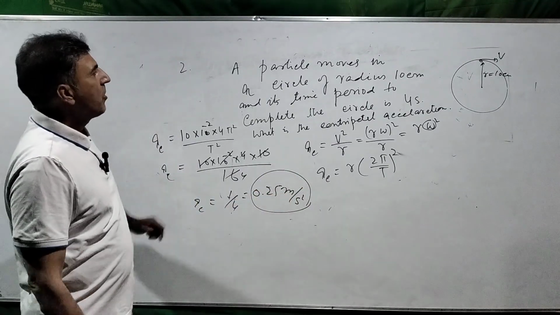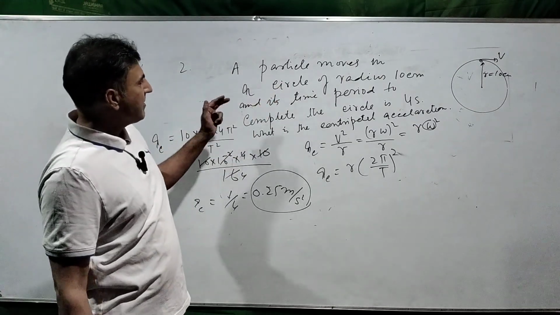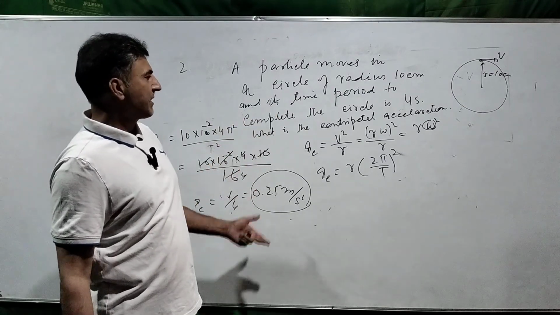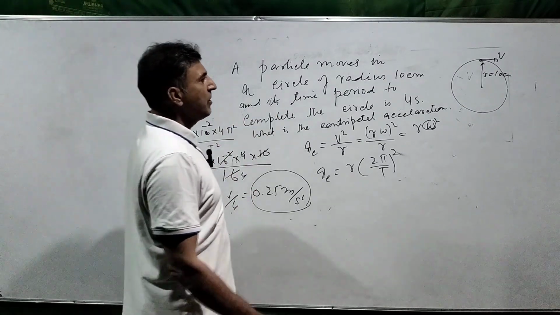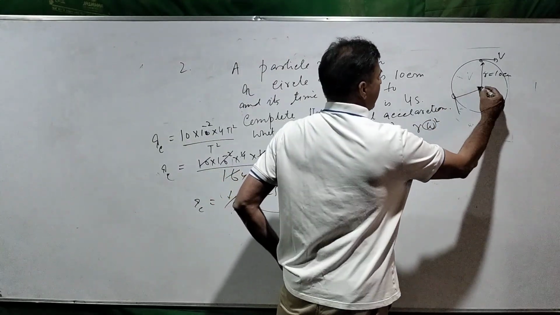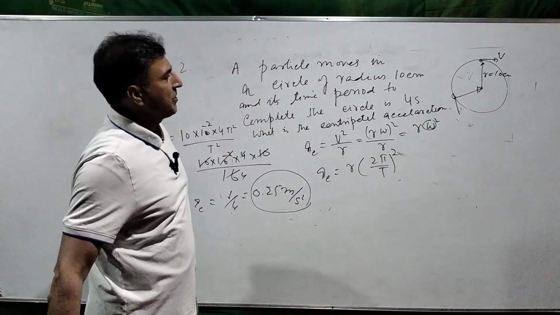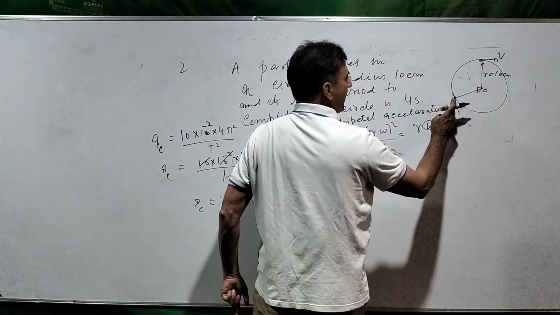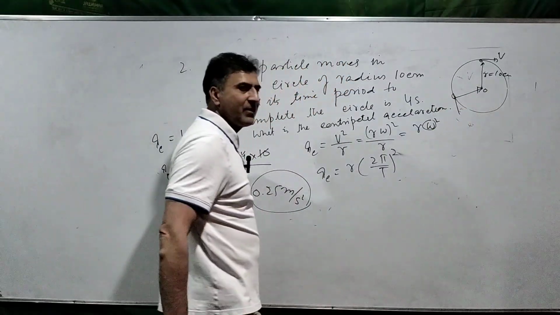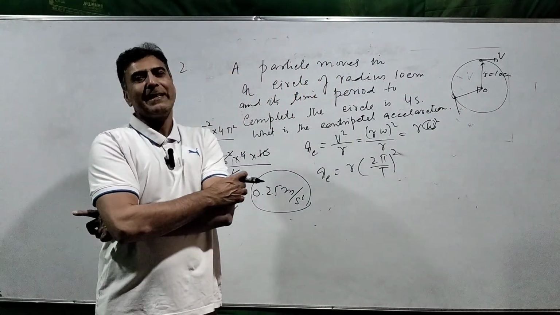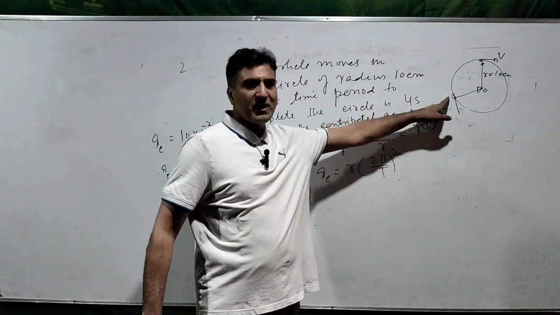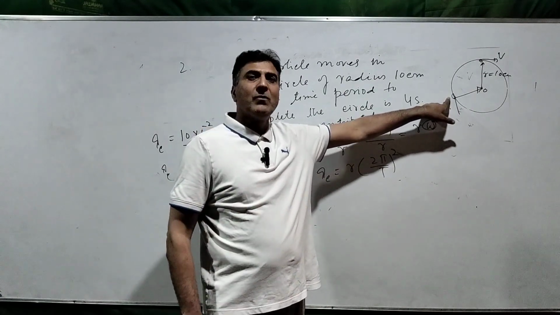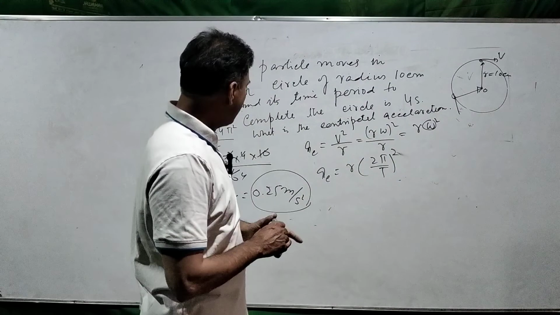That is the answer. A particle moves in a circle of radius 10 centimeters, its time period to complete the circle is 4 seconds. What is the centripetal acceleration? So this is the centripetal acceleration. The acceleration of this particle towards the center is 0.25 meter per second square. If we need to find the force, how much force is pulling this object towards the center, how do we find it? For force, the mass of the body must also be given. If the mass is given, you can find the force as well. Okay, so this is one part.